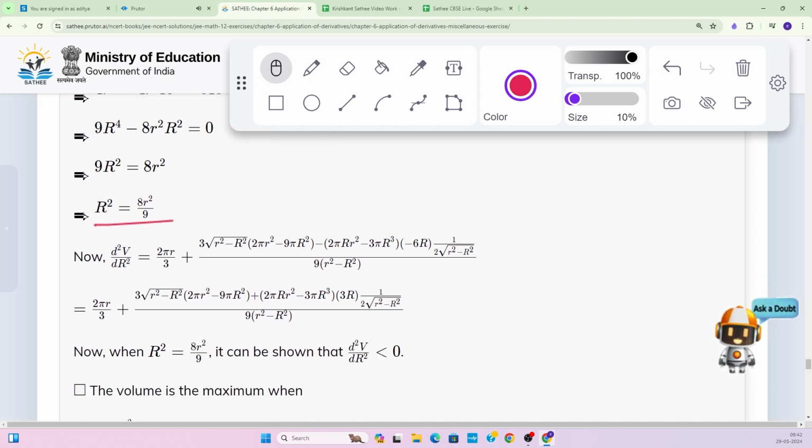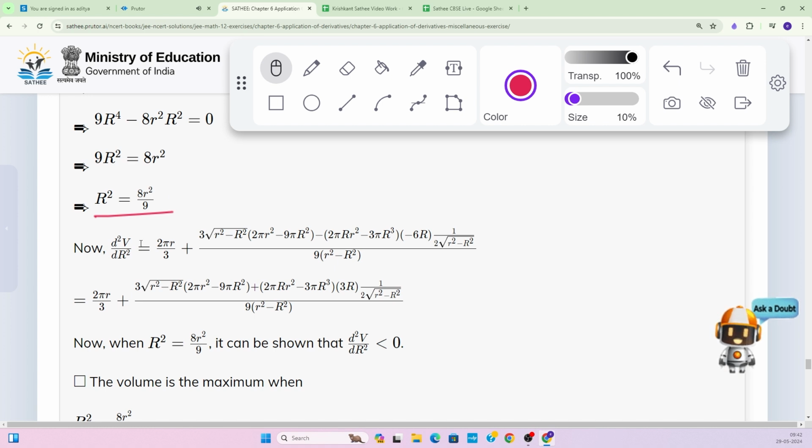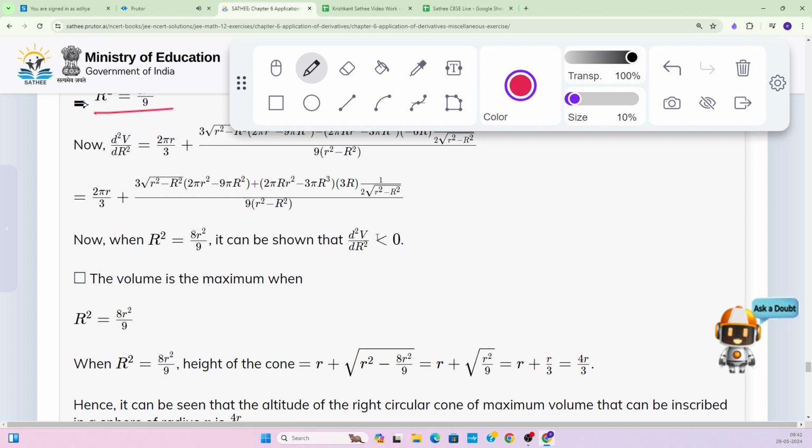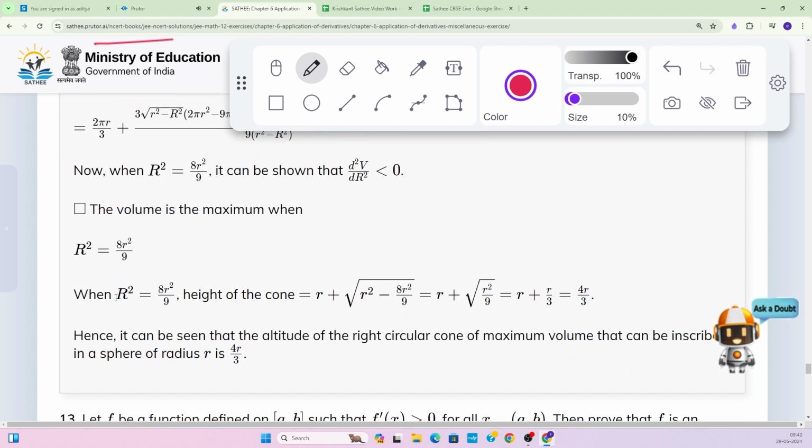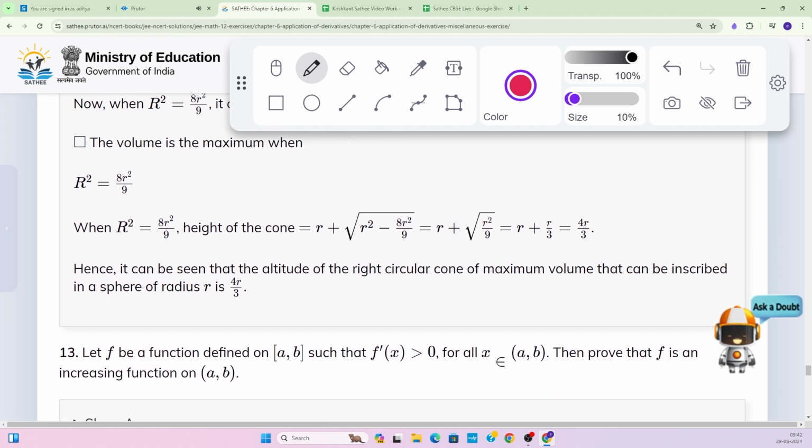Now you will have to find the double derivative, as you want to know maximum and minimum. So you will see that at your critical point, you will have the double derivative negative. This means maximum will occur at this. I hope it is clear to you. So when R square is equal to 8 R square by 9, the height of the cone will be R plus this. Substitute the capital R square value, you will have the height of the cone as 4R by 3. This is the thing you wanted to show.